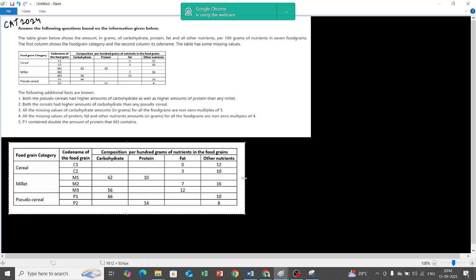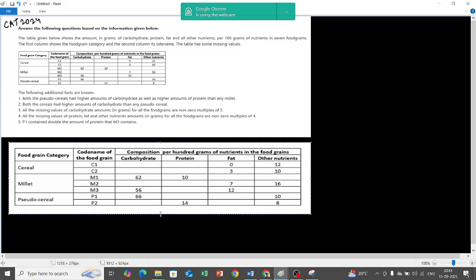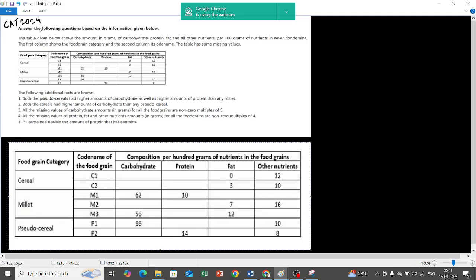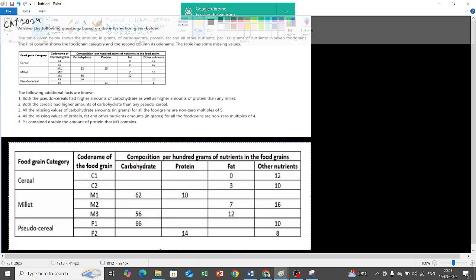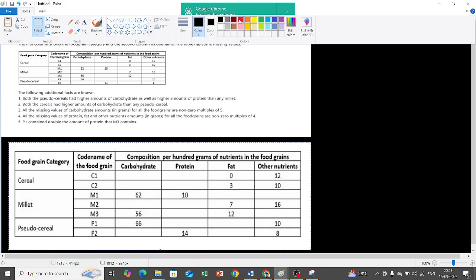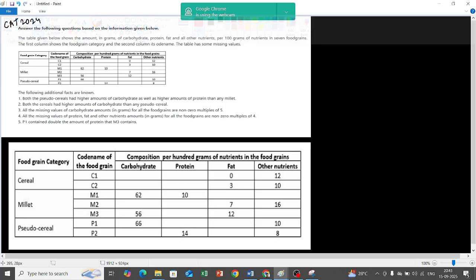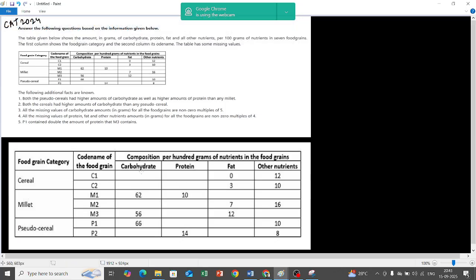Okay, this is going to help us. So we have to fill up these spaces, that's the point. Now let us go to the questions, go through the instructions.